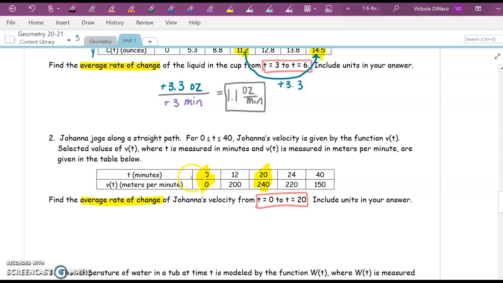So if you notice, as the x increases, the y starts to increase and then it decreases again. We don't care about that. We only care about from 0 until 20. So again, we're going to do our change in y first. So from 0 to 240, I'm going up 240, and we have meters per minute, divided by our change in x. So from 0 to 20, I'm going up 20.